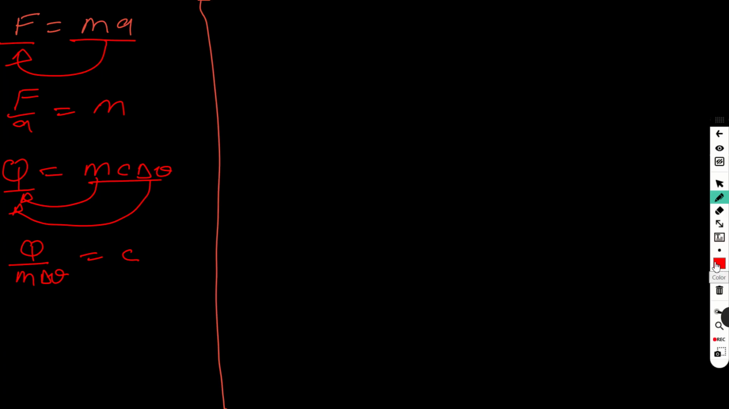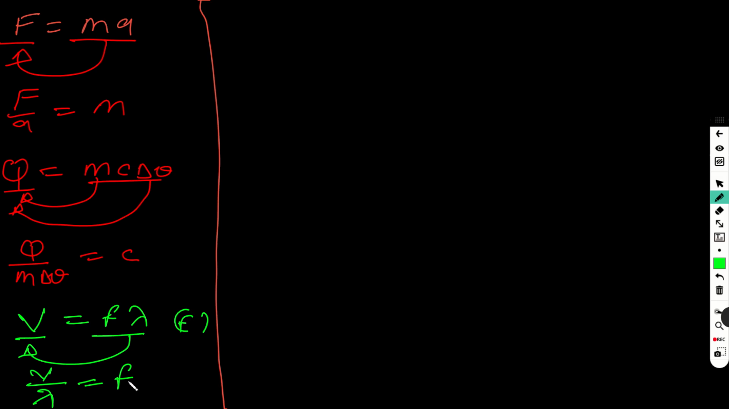Now the next one we had was V. You have V is equal to F lambda. And you're making F the subject. So you take lambda this way. So you have V on lambda is equal to what? F. Great.